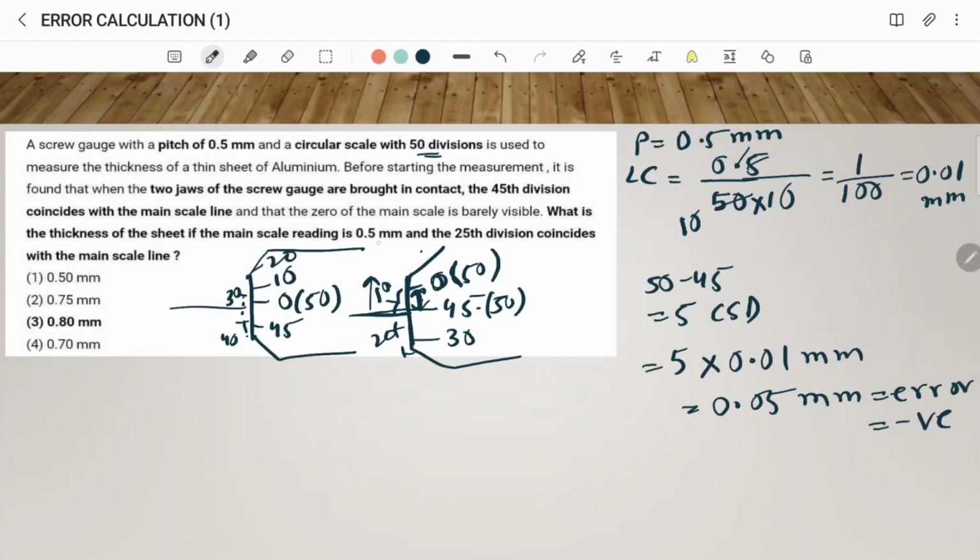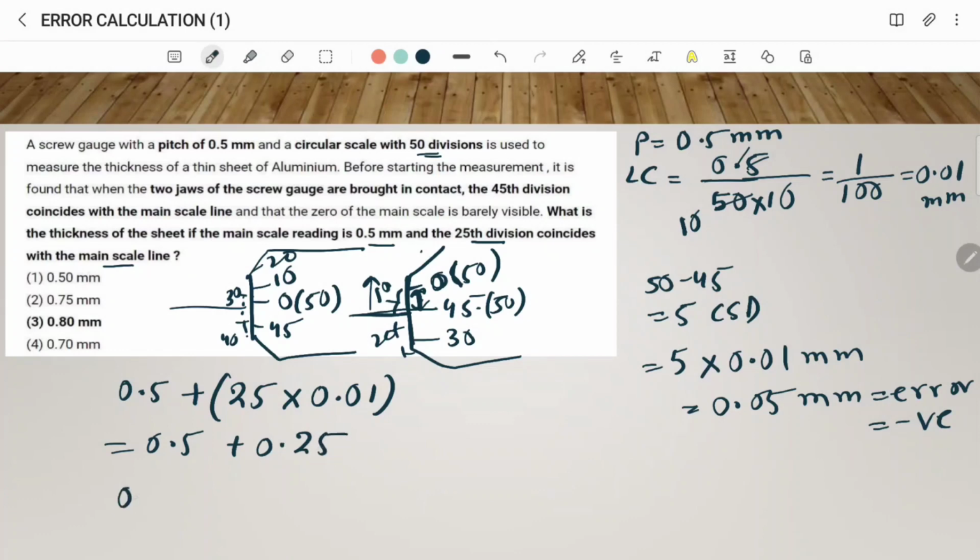Now let us look at what is given. So our main scale reading is 0.5. The 25th division coincides with the main scale line. That means this multiplied by the least count is our measurement, 0.25, which makes 0.75, and this is our error. This error has to be subtracted, which in turn adds up and becomes 0.80 millimeter. This is one important type of question.